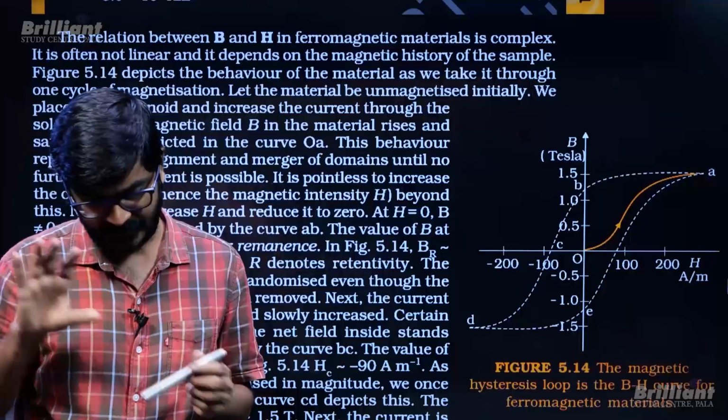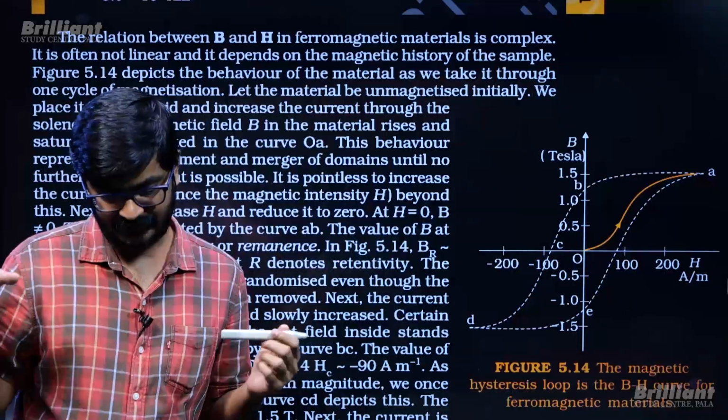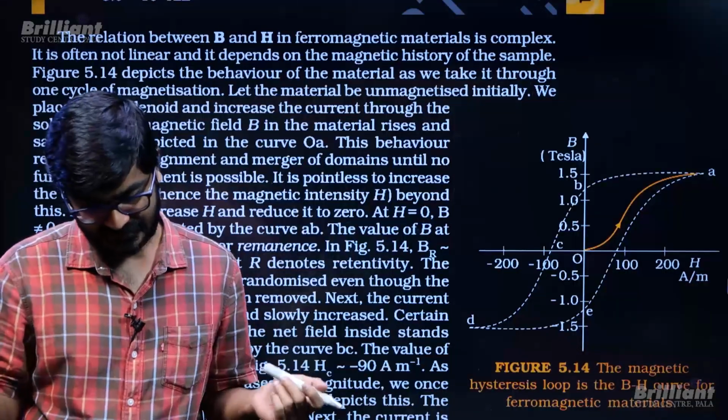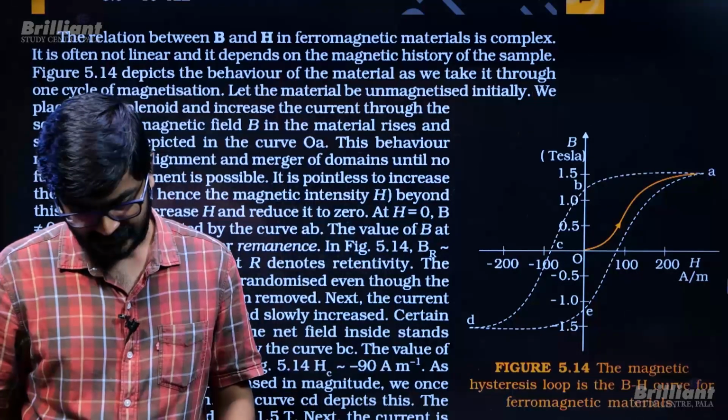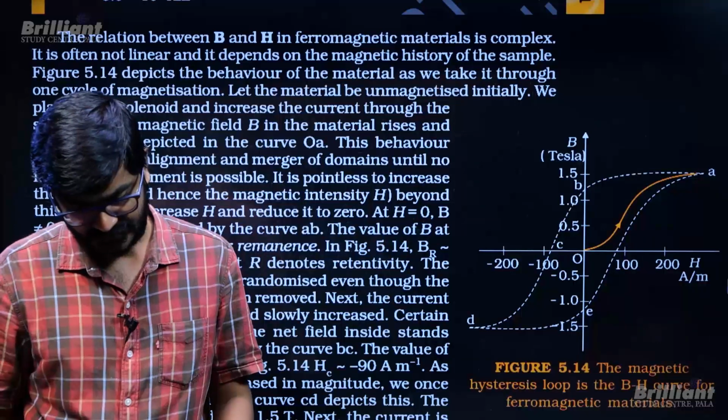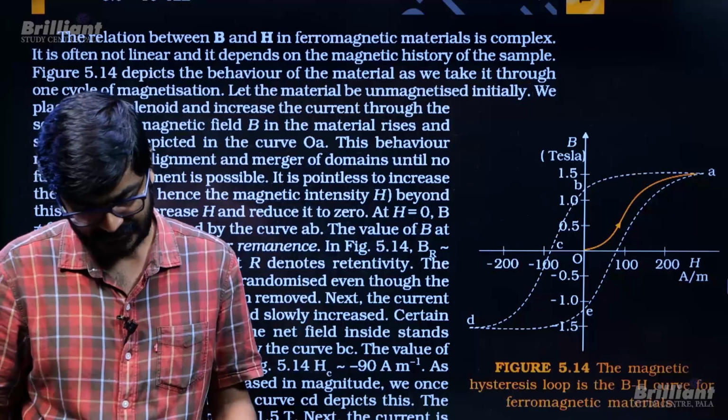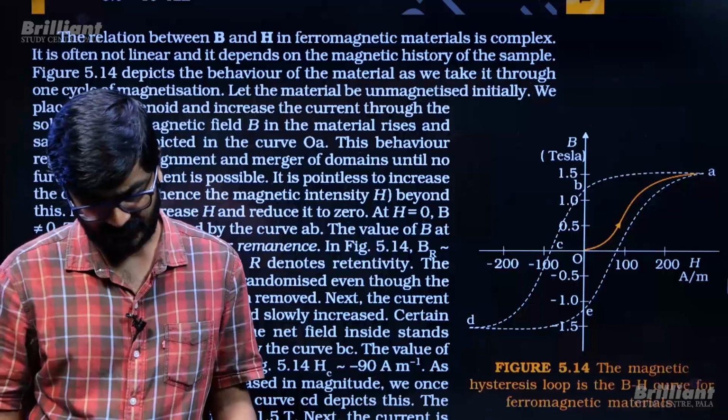We place it in the solenoid and increase the current through the solenoid. The magnetic field in the material rises and saturates as depicted in the curve OA. This behavior represents the alignment and merger of domains until no further enhancement is possible. It is pointless to increase the current and hence the magnetic intensity beyond this.